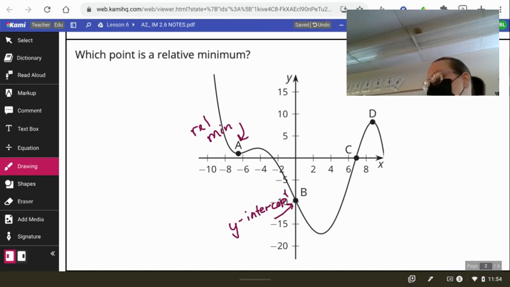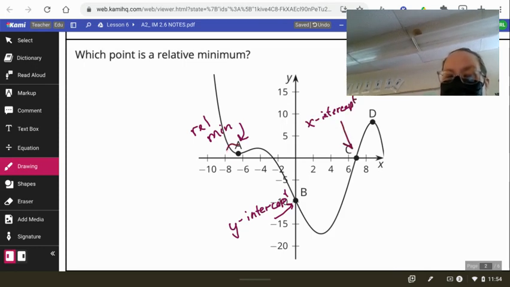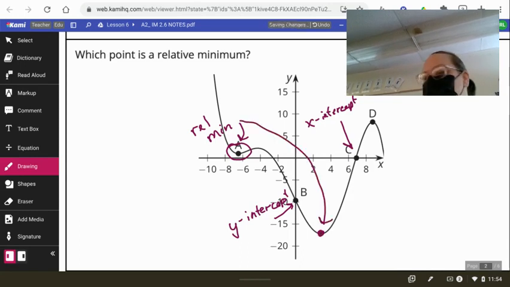What else do we see on this graph? C is the x-intercept. Wait, why is A the relative minimum? Because notice it's at the bottom of one of those dips. So in comparison to what else is around it, it's the lowest point. It's not the only one on this graph. Is there another relative minimum here? Right here is also a relative minimum, right? It's just not labeled on there, but there can be more than one.